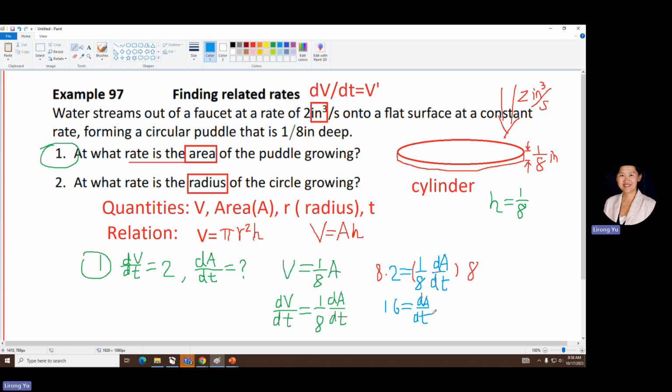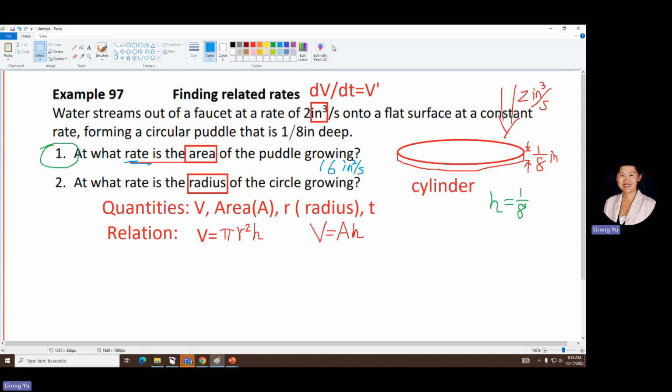Any question? So the answer to the first question will be 16. Actually, it is 16 inches squared per second. Since it's a rate, the unit is going to be a division. Let's answer the second question. Answer question 2.